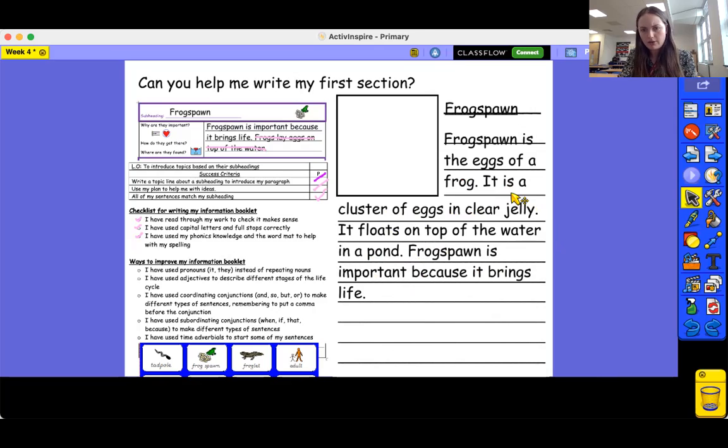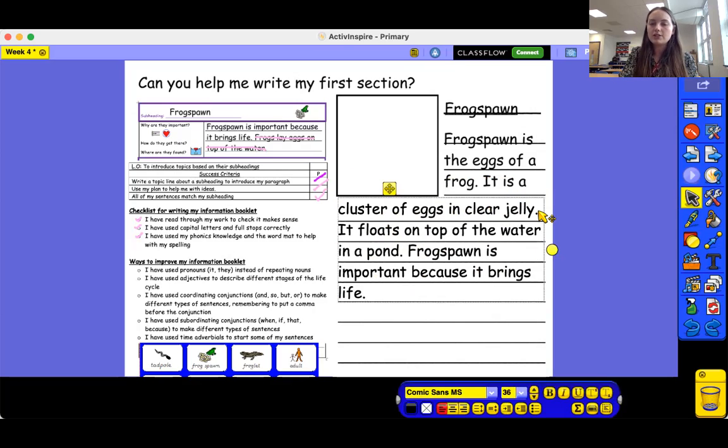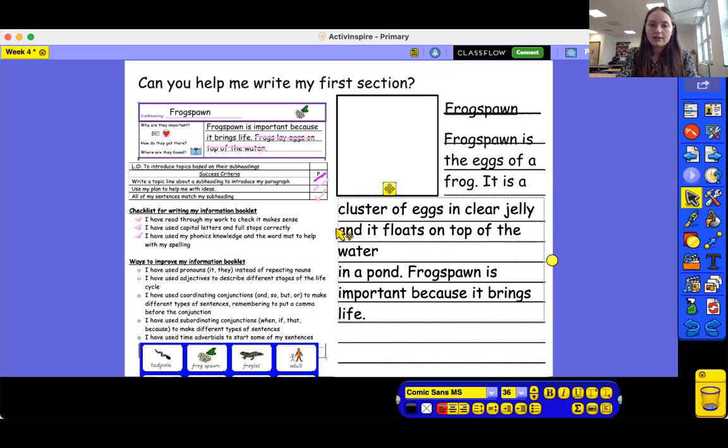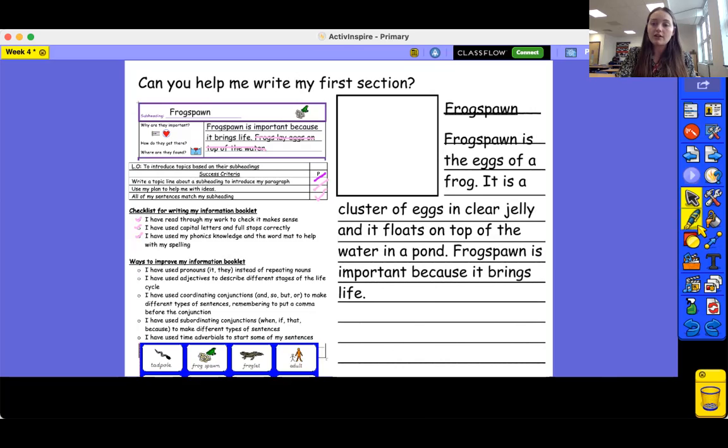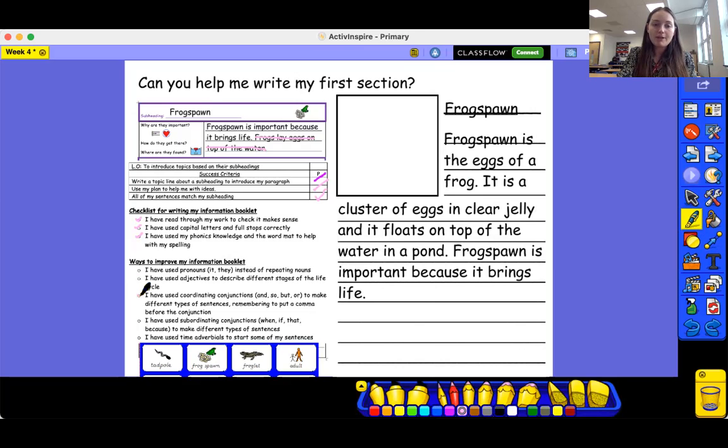Now, I think I'm going to join together this sentence and this sentence. So instead of saying it is a cluster of eggs in clear jelly, I'm going to say it is a cluster of eggs in clear jelly and it floats on top of the water in a pond. Perfect. So now I can give myself a tick because I've managed to improve my writing and make it more interesting.